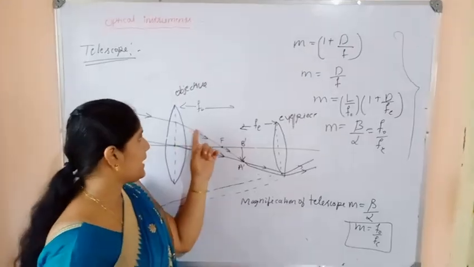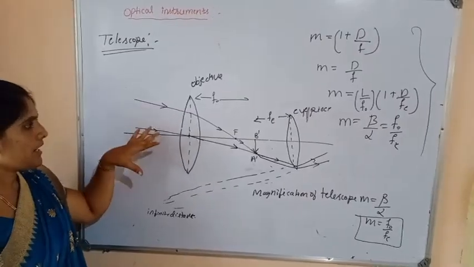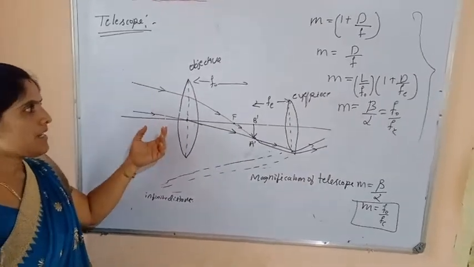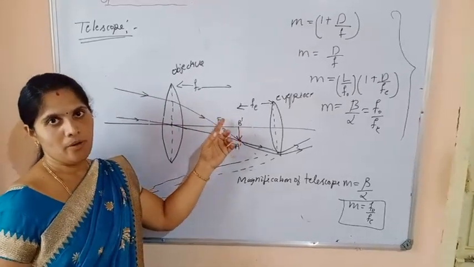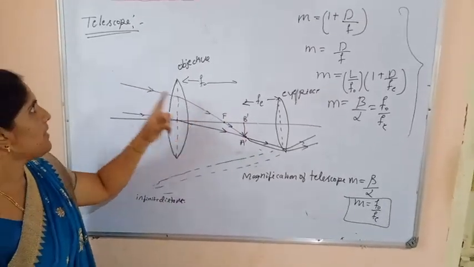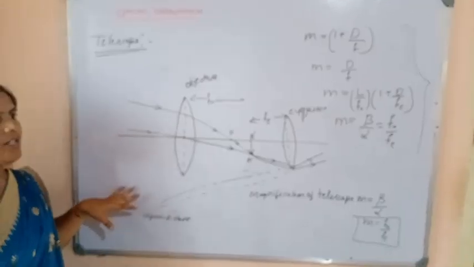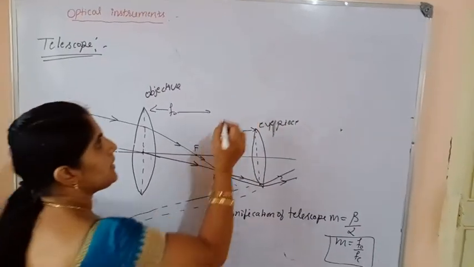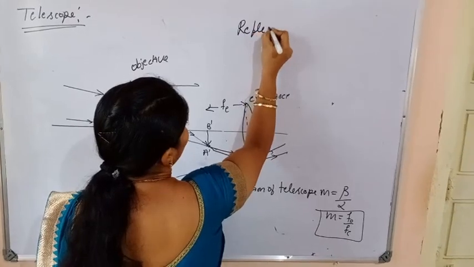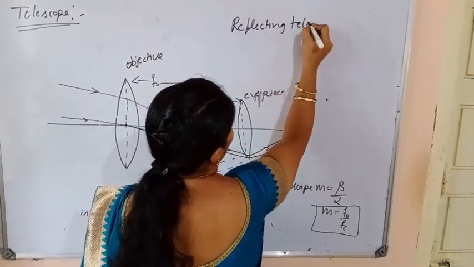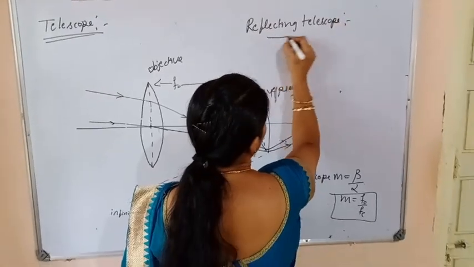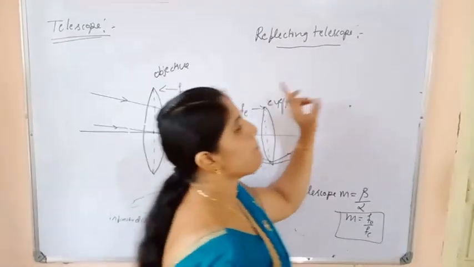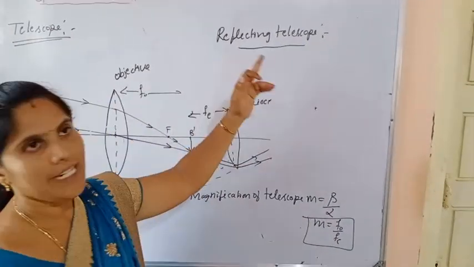A telescope with a lens is called a refracting telescope. A telescope with mirrors is called a reflecting telescope. Okay, a telescope with a lens objective is called a refracting telescope. The telescope with a mirror objective is called a reflecting telescope.